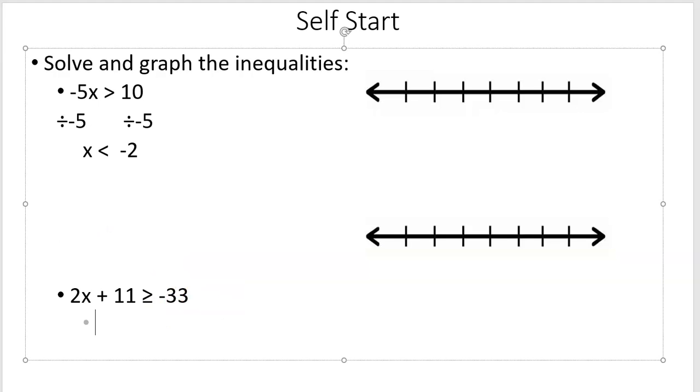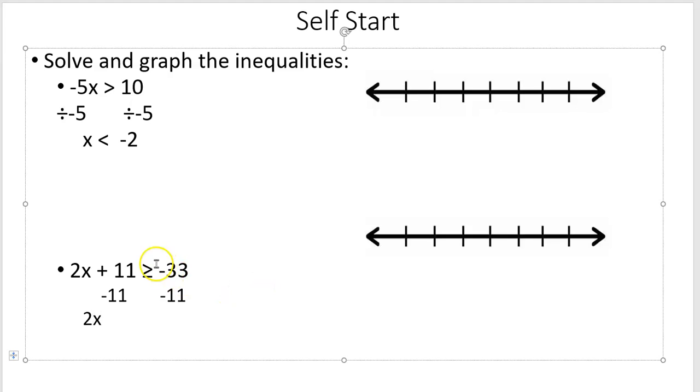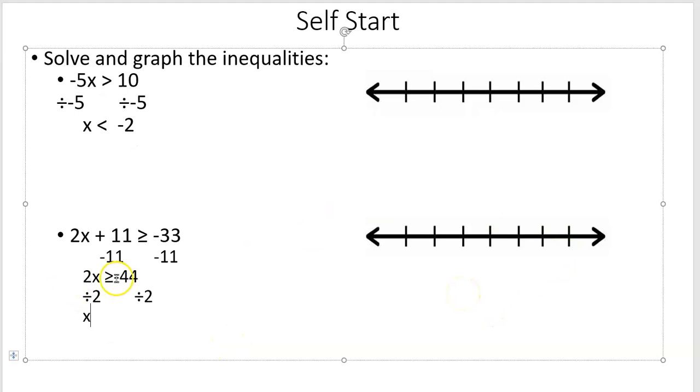Here we're going to minus the 11 first. Do it to one side, we do it to the other, we get 2x is greater than or equal to -44. I go ahead and divide by 2, and that gives me x is greater than or equal to -22. I do not have to flip the inequality here because the 2 is positive, so I'm not flipping it.